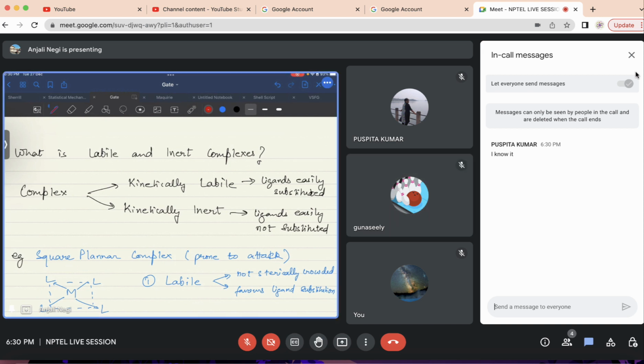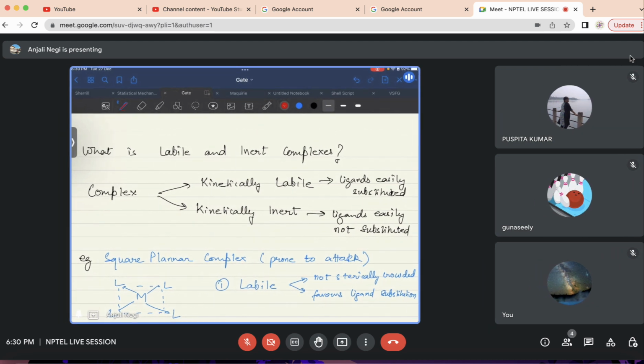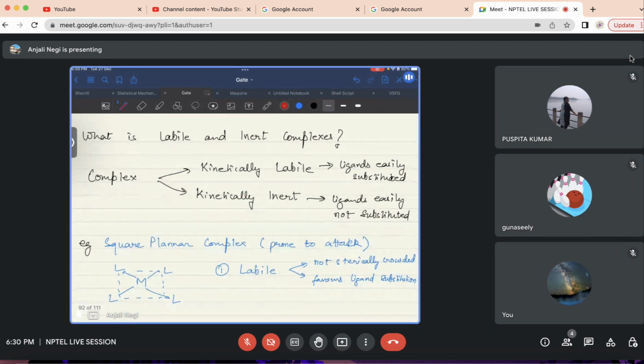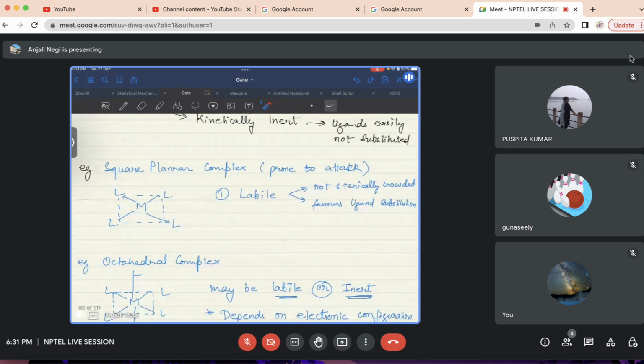Okay. So yeah, quickly I will go through it. So basically, labile and inert complexes. When we talk about a complex, we can talk about it kinetically, whether it is labile or whether it is inert. Labile means the ligand can easily substitute, and inert means that the ligands cannot easily substitute. Just keep this in mind and let's go one by one.